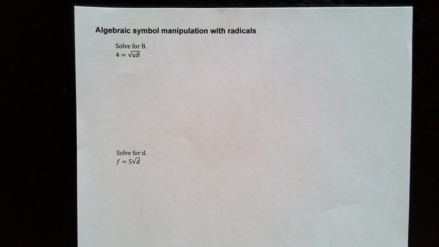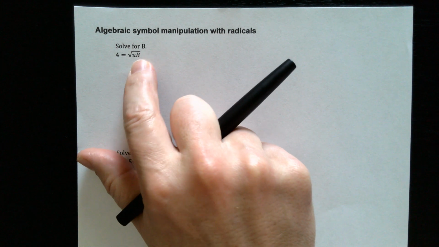In this video, we're going to be doing some algebraic symbol manipulation with radicals. We're going to be asked to solve for a particular thing that is underneath a radical, so we need to get it out from under that radical and solve it. On the first one, we have solve for b. You notice b is under the square root, so we have to get rid of the square root if we want to get b by itself.